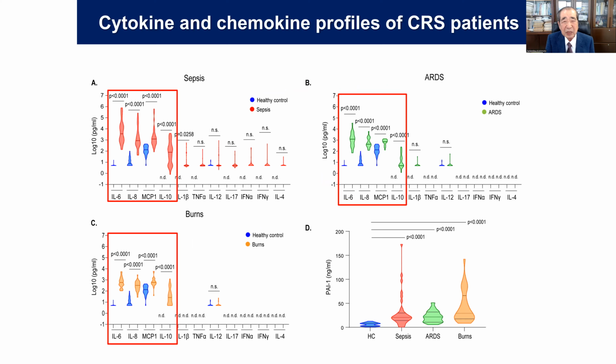And so we studied many patients in the ICU with cytokine storm, such as sepsis, acute respiratory distress syndrome, and burns. In all these patients, IL-6, IL-8, MCP-1, and IL-10 increased. And PAI-1 also significantly increased in ARDS patients.